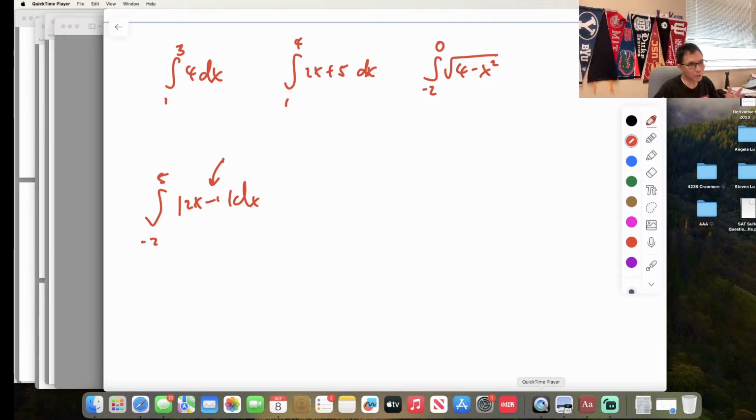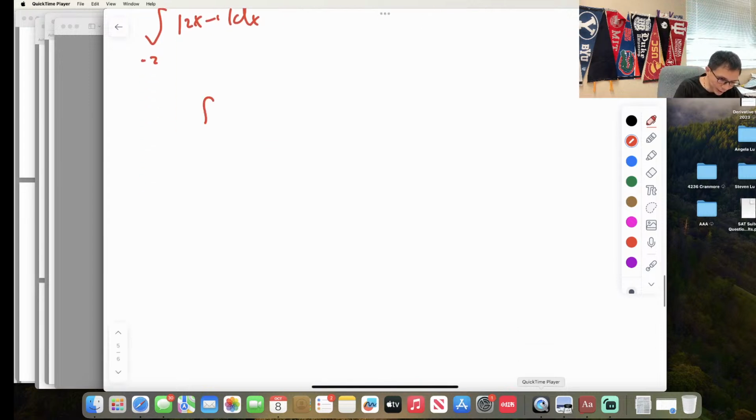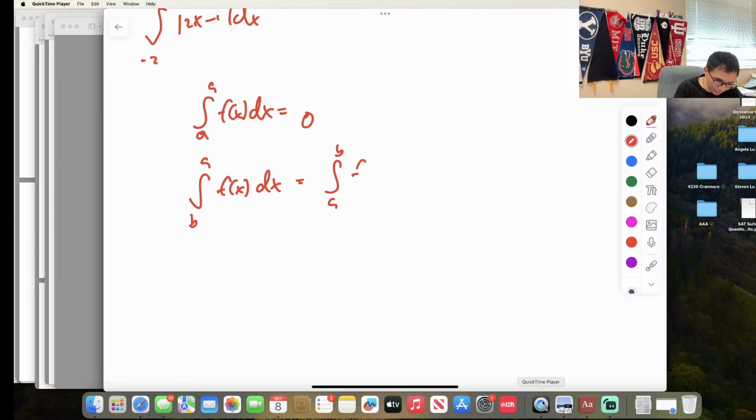So let's talk about some properties. Very, very important. The property is the integration from a to a of f of x dx is equal to what? 0, because there's no area underneath. And the integration from b to a of f of x dx is equal to the integration from a to b of f of x dx. It's missing something. What am I missing? A negative sign, because the order is changed, so you have a negative sign in front.